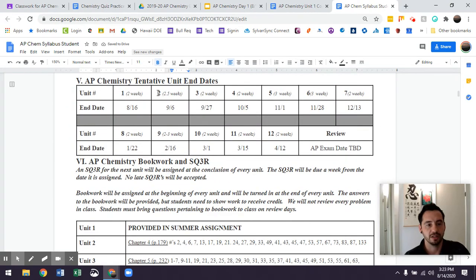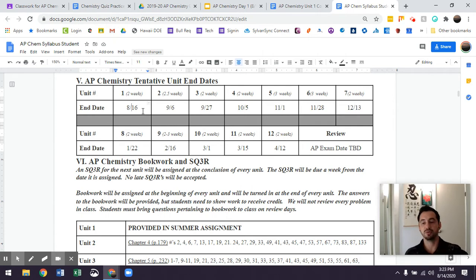Going down here, the chemistry tentative end dates. I have not updated this yet. This is from last year. You're basically just going to push all these dates back by 2 weeks because we're starting 2 weeks late. Okay, so all of these dates, just push them back 2 weeks, and that'll give you a relative idea of when the units are going to end and when you're going to have a comprehensive exam.